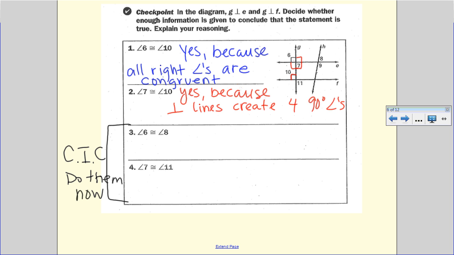Your job is to look at angle 6 and angle 8. So you're going to look at angle 6 and angle 8. Look and see what you know about those. And then look at angle 7 and look at angle 11. Check those in class.